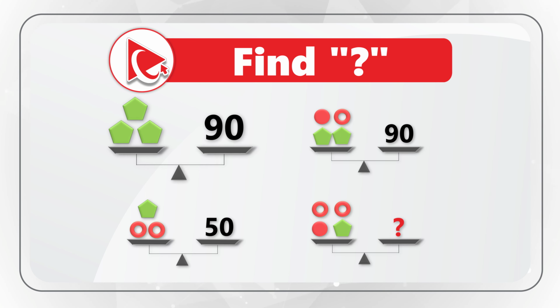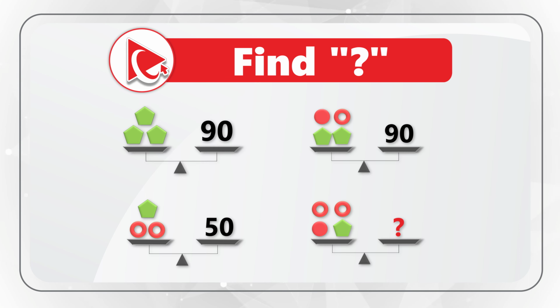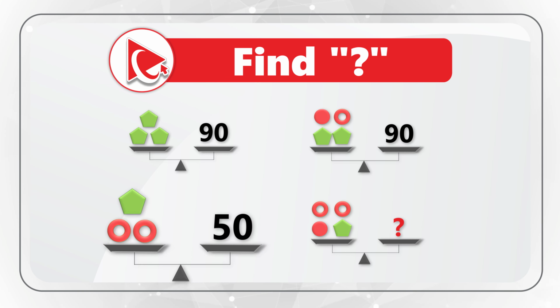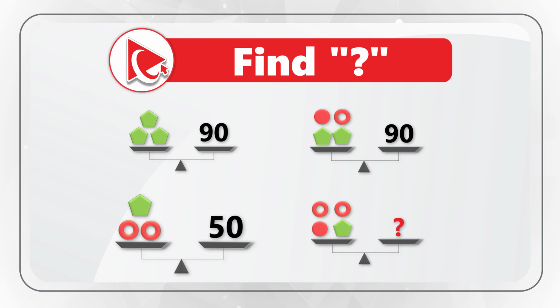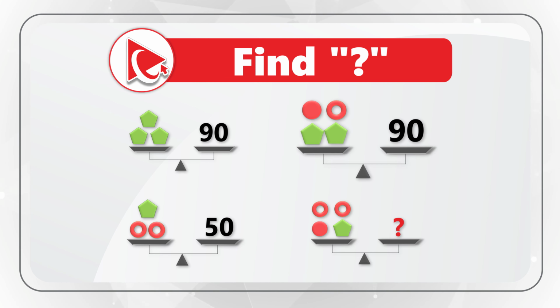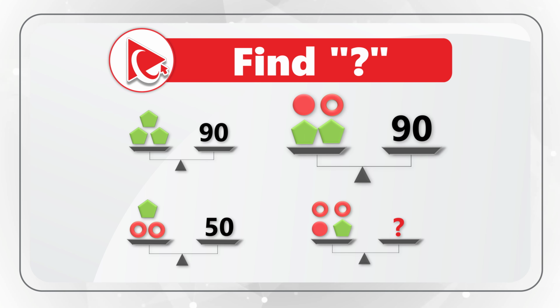First scale contains 3 pentagons on the left and number 90 on the right. Second scale contains 1 pentagon and 2 bagels on the left and number 50 on the right. Third scale contains 2 pentagons, 1 circle and 1 bagel on the left and number 90 on the right.